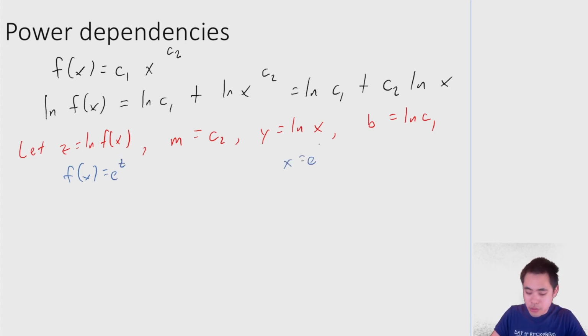So x is equal to e to the y, c1 is equal to e to the b. And when we do this variable substitution, you end up with a new system, z is equal to my plus b. And this here is a linear regression problem.